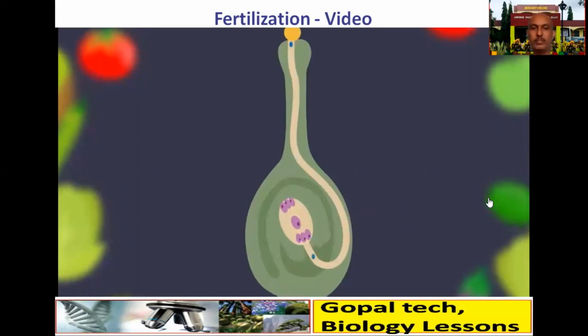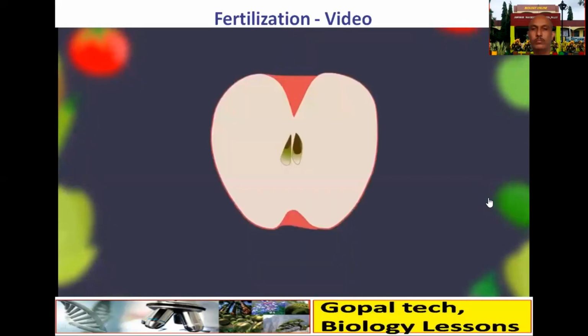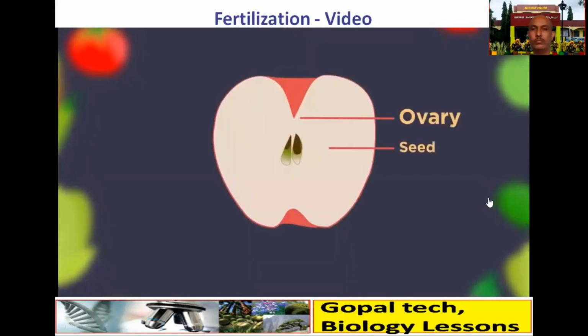This is the first male gamete. Here, one male sac cell fuses with the female egg, fertilizing it. This develops into a seed. The other male sac cell attaches to two cells in the embryo sac, forming an endosperm. This provides the starchy food for the seed to grow. The ovary enlarges and becomes a fruit, surrounding the internal seeds. The fruit and seeds are dispersed.